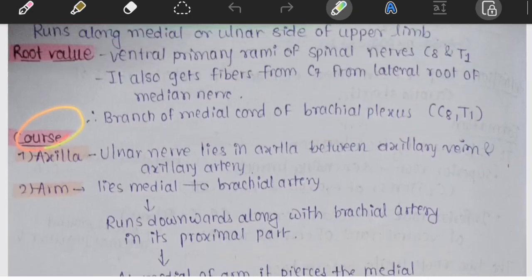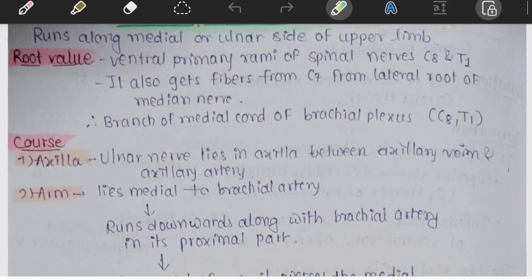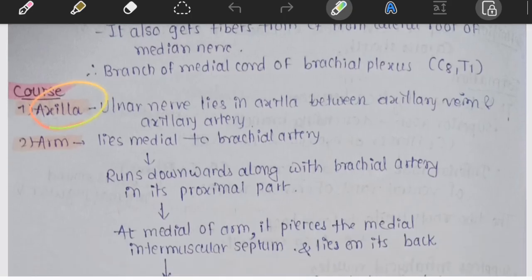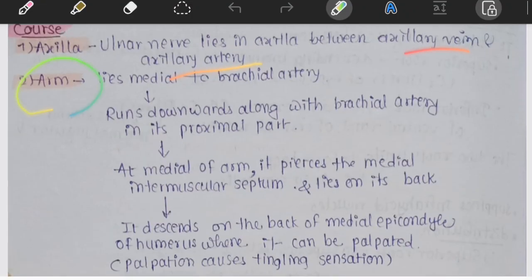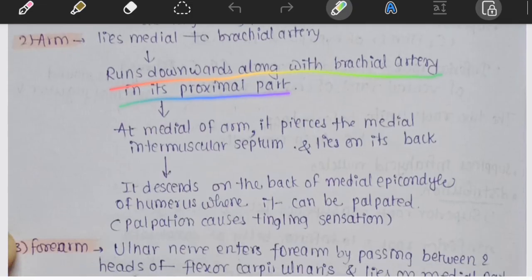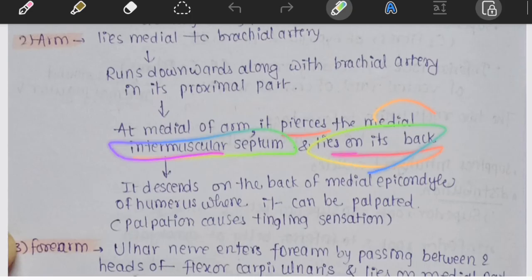The course of the ulnar nerve, step by step. First, in the axilla, the ulnar nerve lies between the axillary vein and the axillary artery. Then in the arm, it lies medial to the brachial artery. The brachial artery is a continuation of the axillary artery, and the nerve runs downwards along with it in its proximal part. Then at the medial side of the arm, it pierces the medial intermuscular septum and lies on its back.